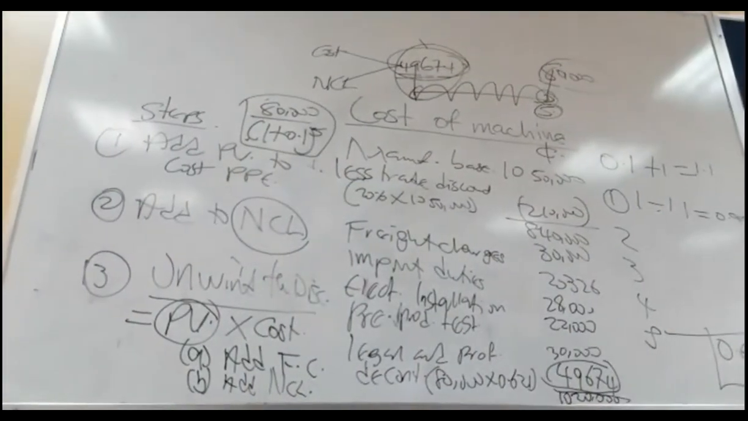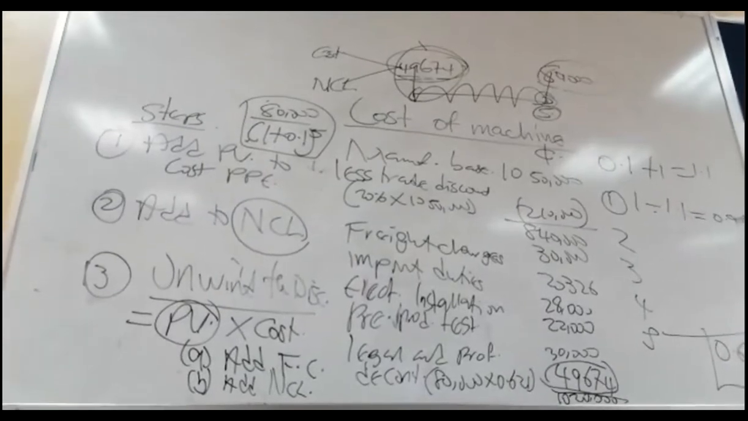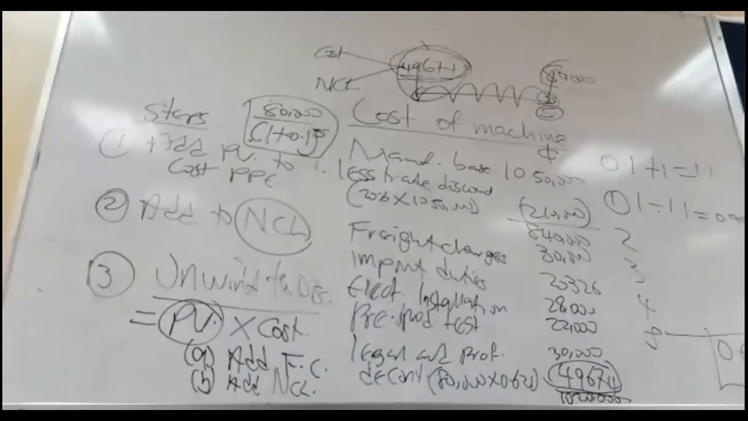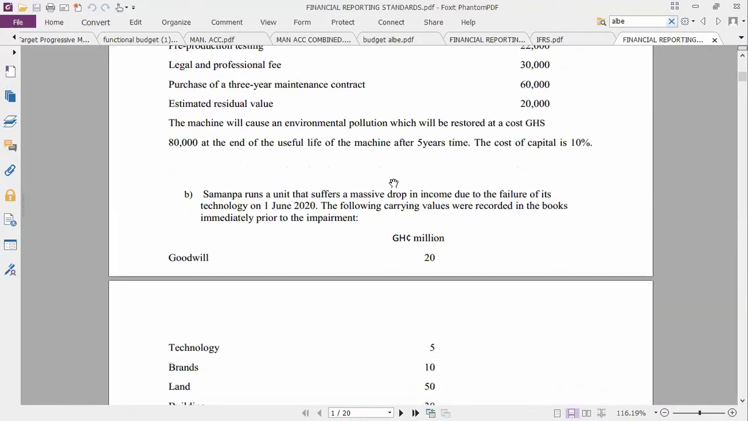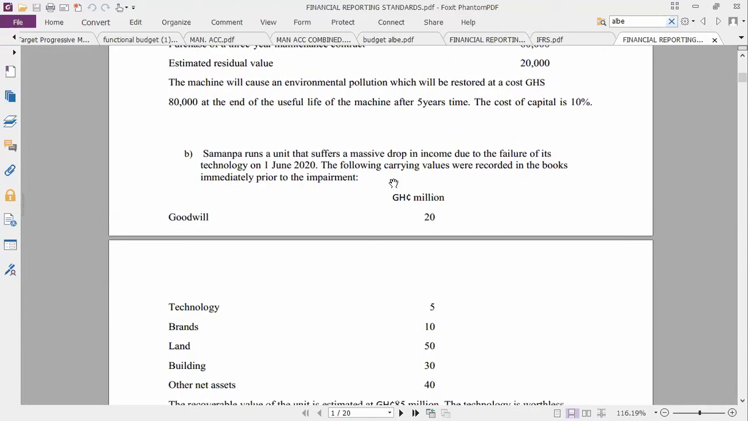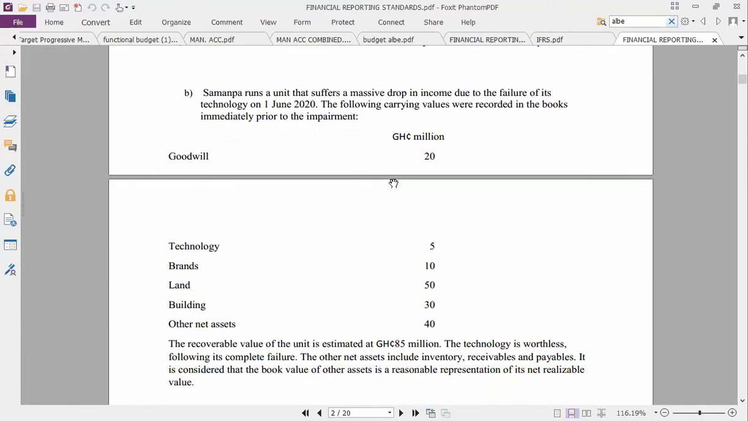Okay, so the next question. Good. Great. So now we can continue the game. The next standard on the list is impairment. Impairment.